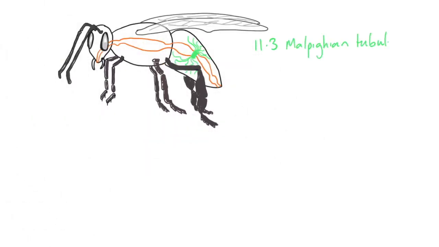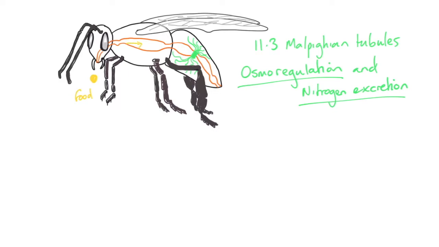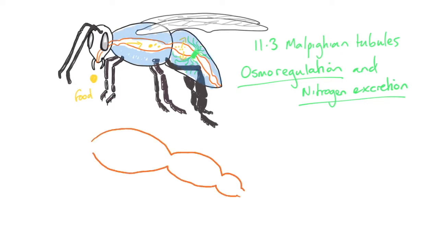Okay, well, you know how we talked about the kidneys involved in osmoregulation and nitrogen excretion? Well, in insects, it's malpighian tubules that do that job. And so when an insect eats some food, it absorbs the nutrients, and then those get absorbed into the hemolymph, which is like the insect's blood.